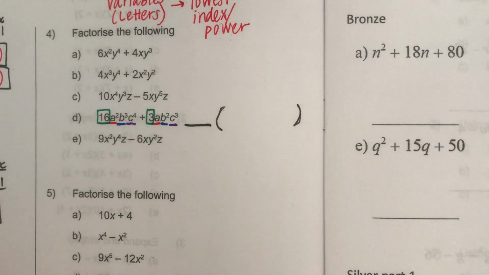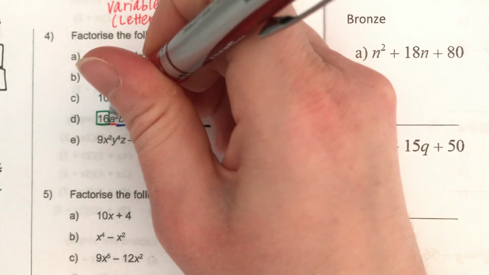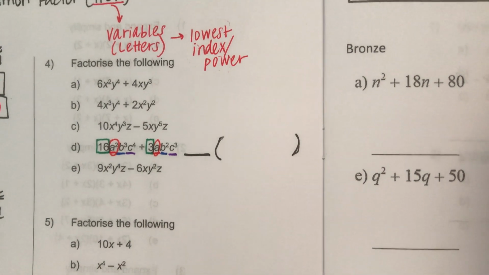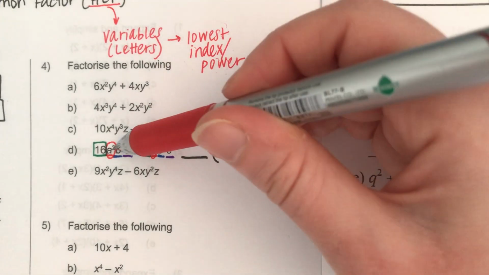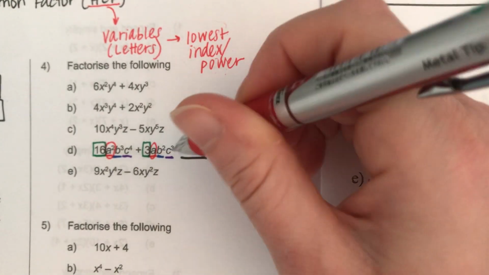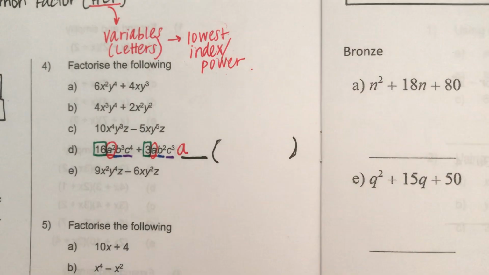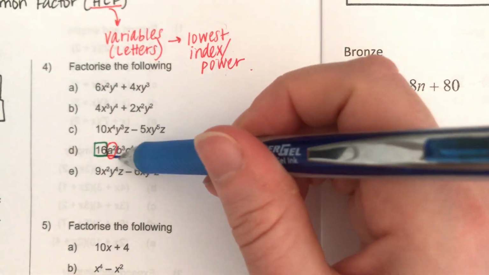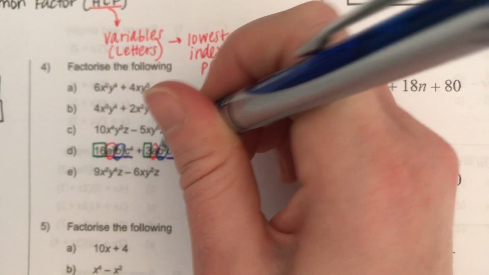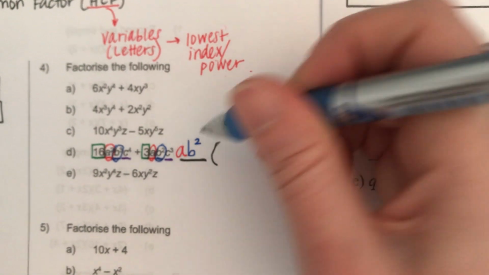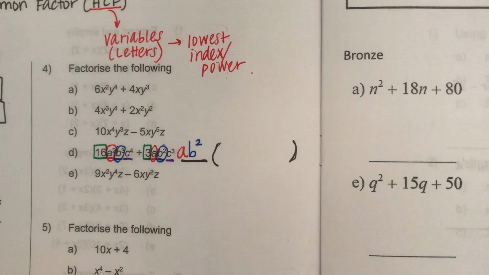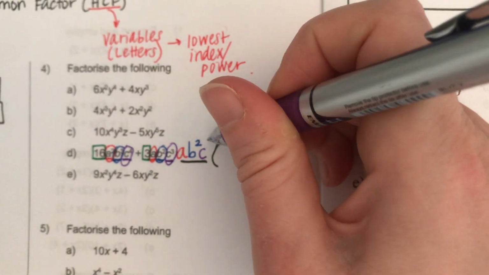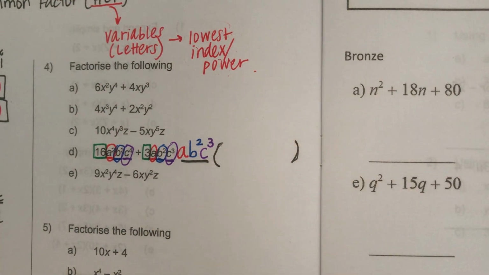All right, now let's look at the A's. For the A's, remember we find the lowest index, or the lowest power. So I have a to the power of 2 and I have a to the power of 1. I'm going to bring out a to the power of 1 since that is smaller. And then I have b's, b cubed, and b squared. B squared is the smaller power, so that's what I'm going to bring out. And then I have my c's, c to the power of 4 and c to the power of 3. Since power of 3 is smaller, that's what I will bring out.